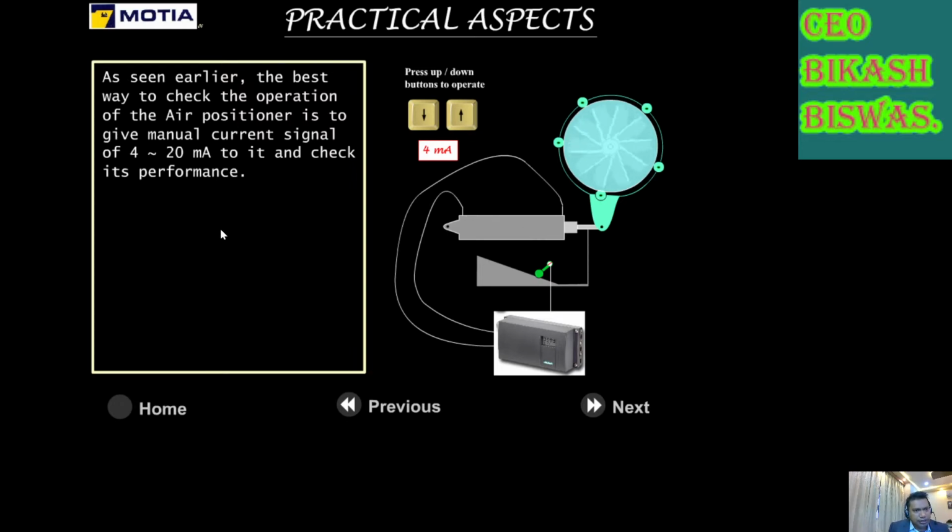So as we have seen earlier, the best way to check the operation of the air positioner is to give a manual current signal. So this has happened. You do not know if it is an electrical problem or a mechanical problem, that we have to establish first. Is the problem with the CPAT IP positioner side, or the feedback signal, or the actuator, or the mechanical controlling of the FD fan vanes? Where is the problem? That exactly we need to know.